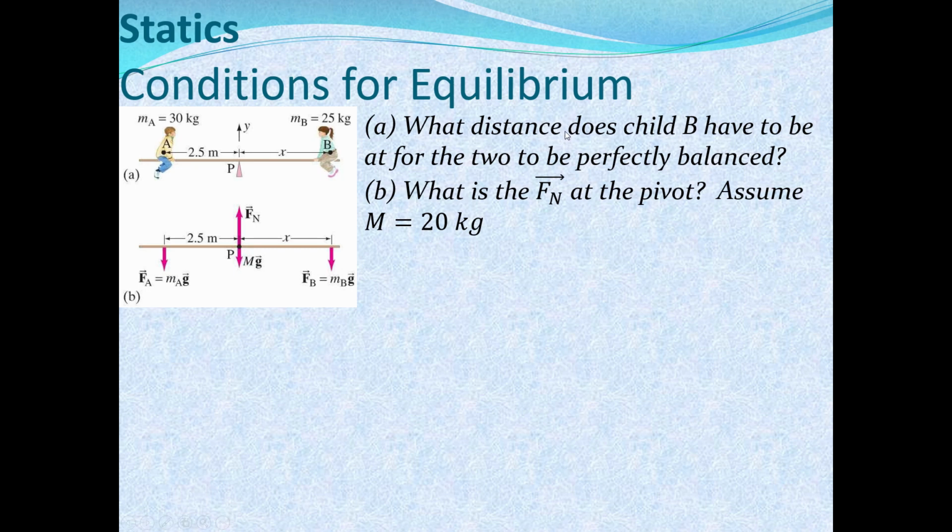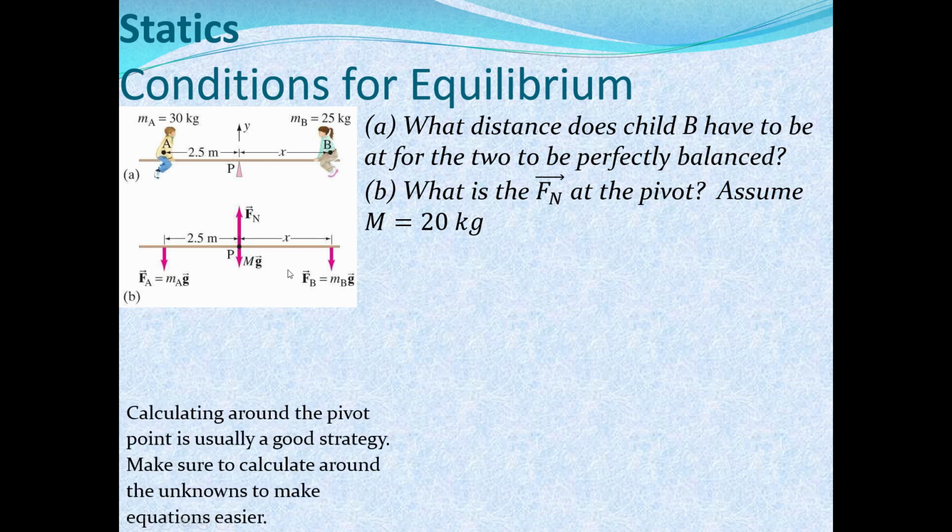All right, so for the first part, figuring out where child B is, I'm looking at this FBD. This FBD works for both scenarios. Once again, I don't know the distance where this person is. I need to figure out where my pivot is, and I'll put it right here where the actual pivot is because there's this unknown normal force that I don't know about. So I don't want to deal with it right now, so I'm going to put the pivot here. You'll see later on that we can put the pivot wherever we want as long as we have enough values.